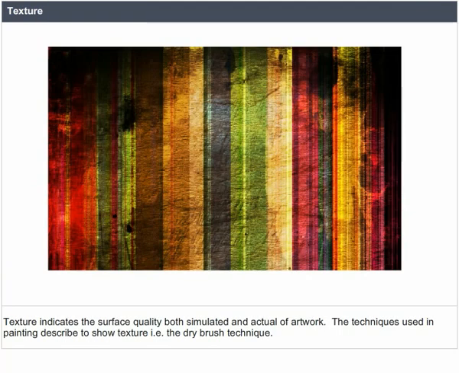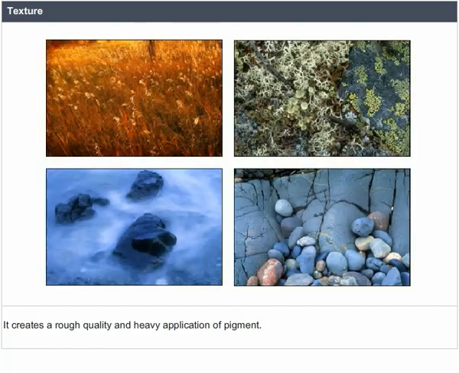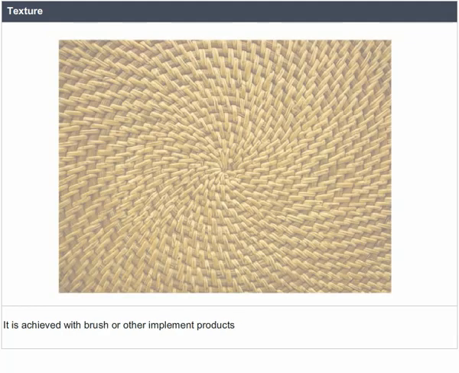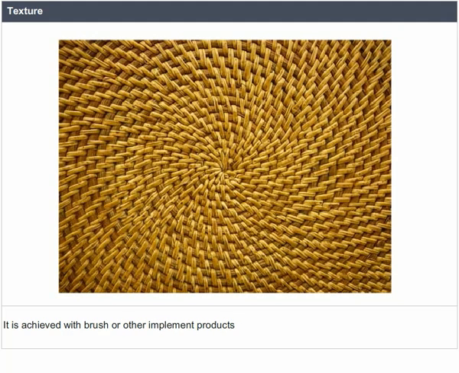Texture. Texture indicates the surface quality, both simulated and actual, of artwork. The techniques used in painting are described to show texture. That is, the dry brush technique. It creates a rough quality and heavy application of pigment. It is achieved with a brush or other implement.